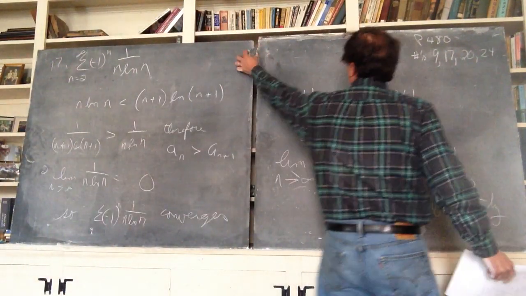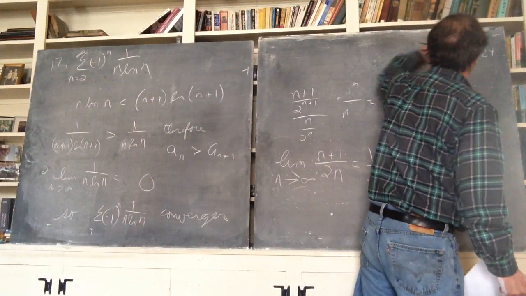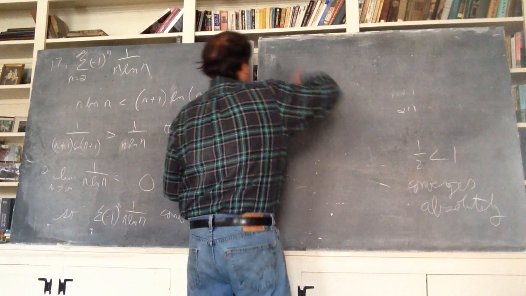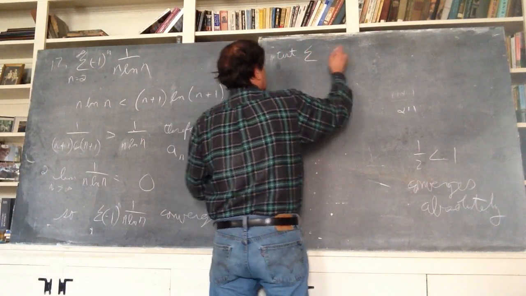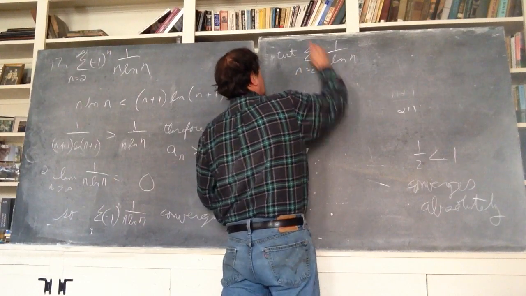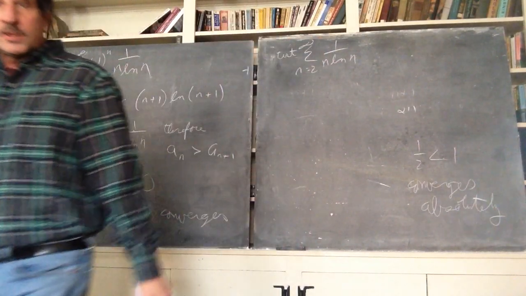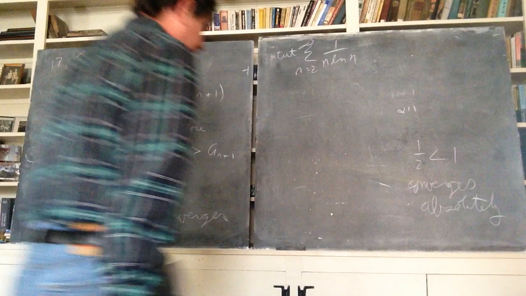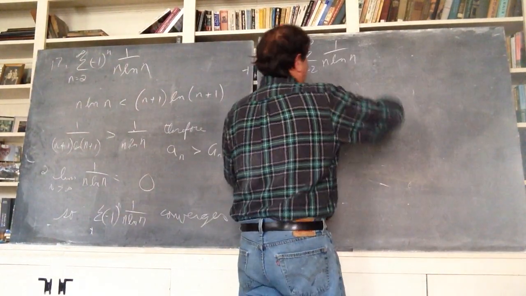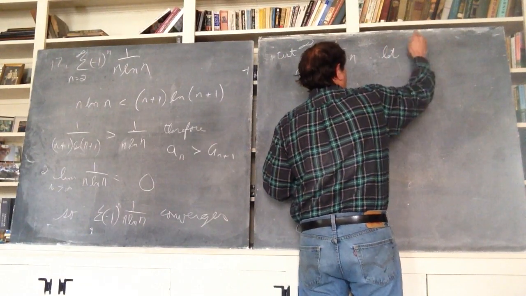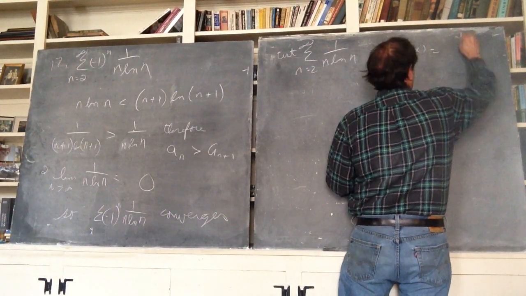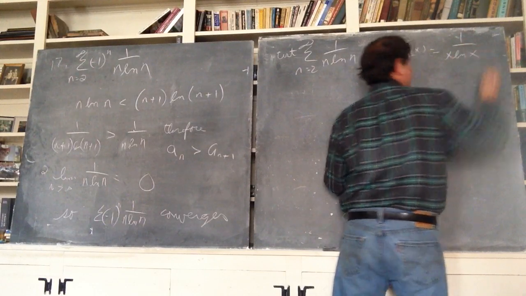Now we have to test the regular series for convergence. We're not going to make all 4 of these, are we? Let's test that for convergence. I'm going to use the integral test because I'm looking at this as a function. Let f of x equal 1 over x ln x.